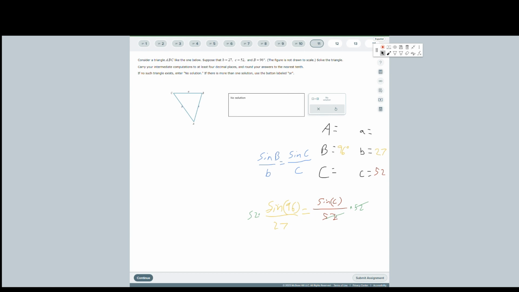And if it did have a solution, this is the same pattern we would use. We would multiply by the bottom number over here, take the inverse sine of whatever we get, and that would give us our angle of C. Then we would take 180 minus 96 minus our angle of C, and that would give us our angle of A, which we could then use with the law of sines, comparing B to A, and then we would get our final side length as well. But as of right now, this one has no solution.